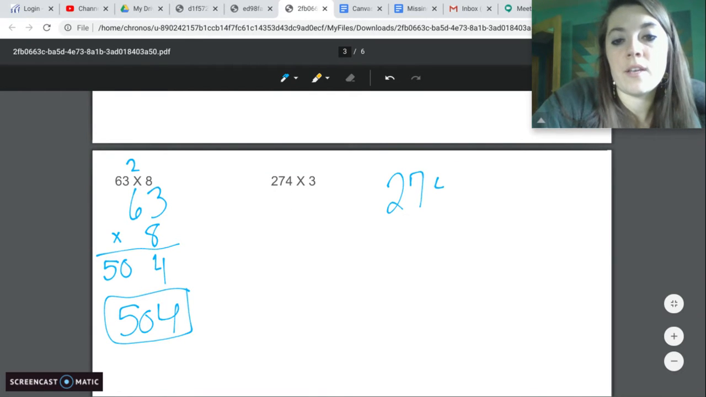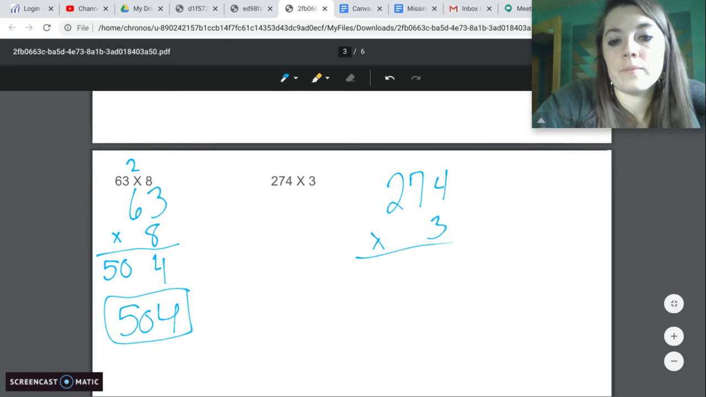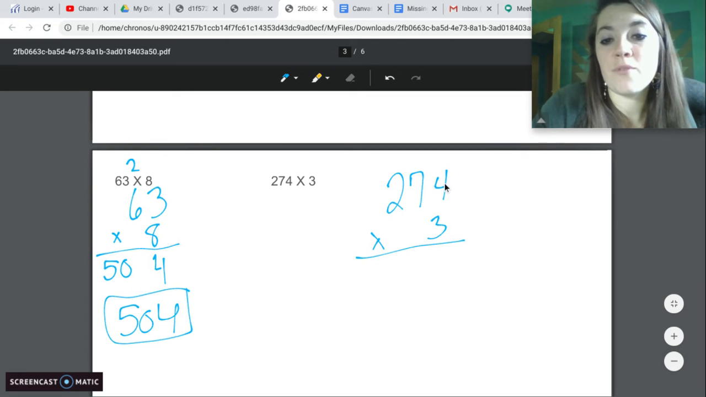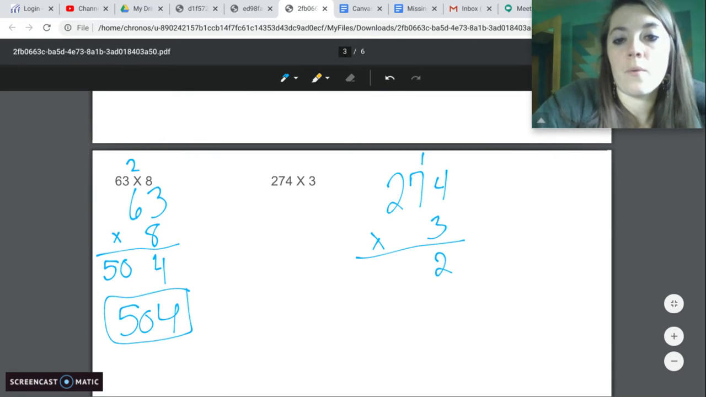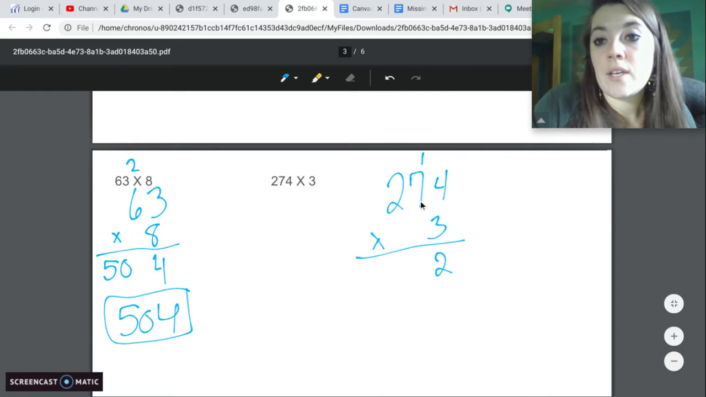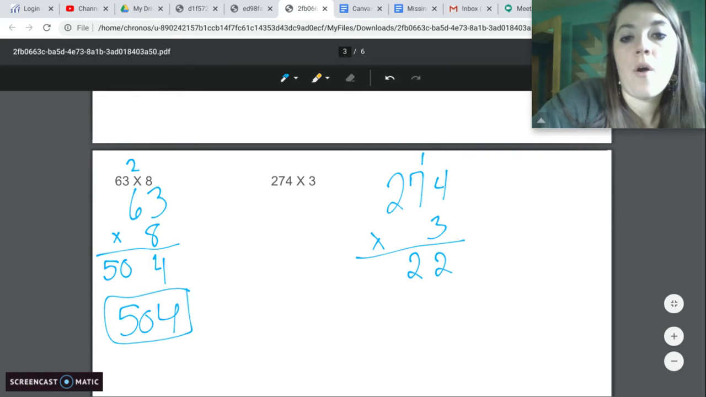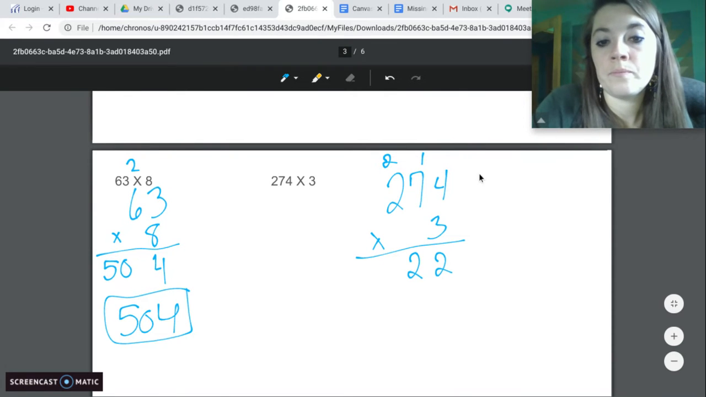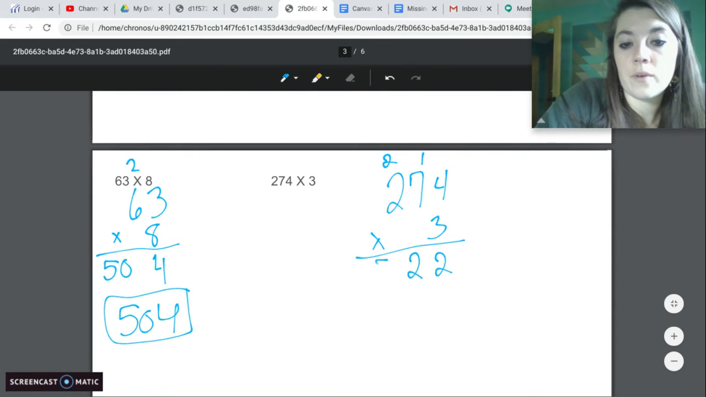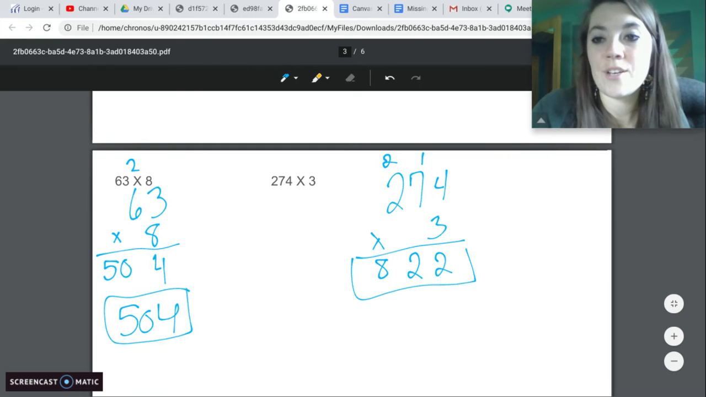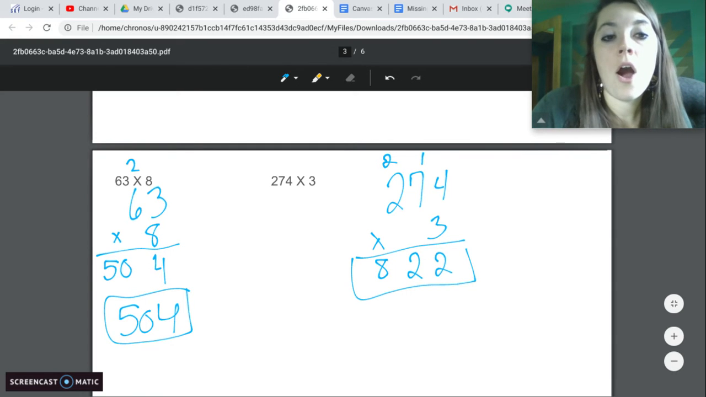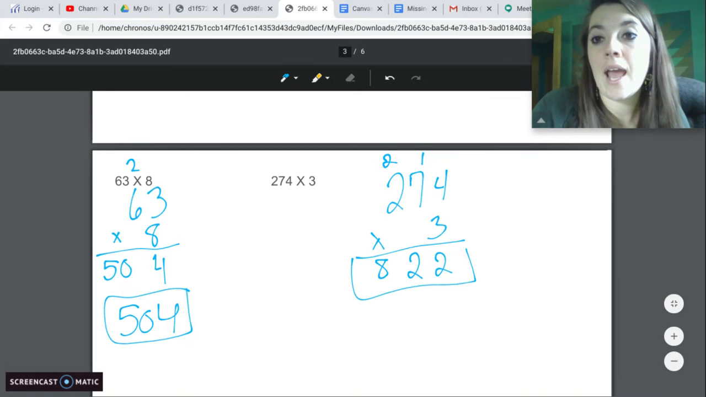All right, let's do the next one. So we have 274 times 3. 3 times 4 is 12. We carry the 1 over. 3 times 7 is 21. We add any extra tens, so 21 plus 1 is 22. So we put the 2 down. We carry the 2 over. 3 times 2 is 6. Add our extra, so 6 plus 2 is 8. So we end up with 822. So this is multiplying our whole numbers by a single digit number.